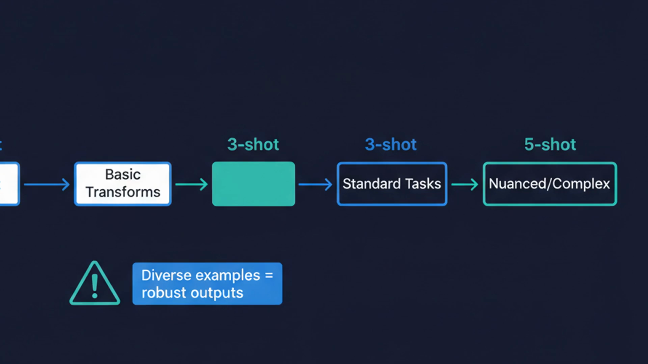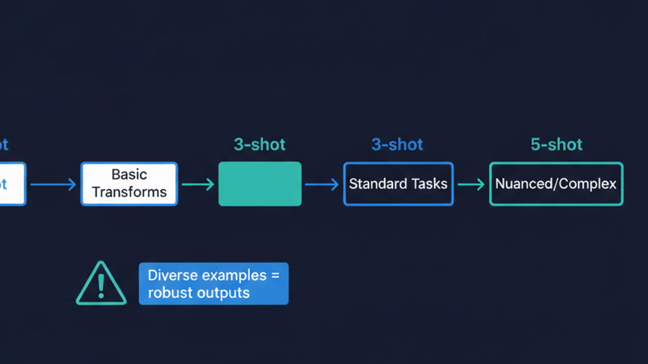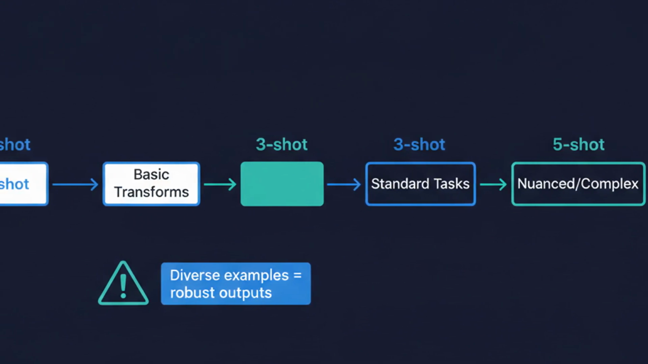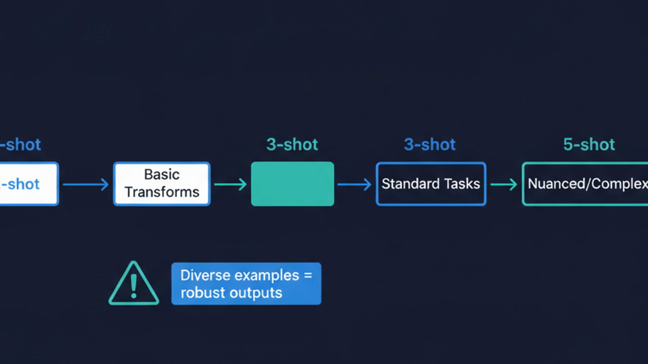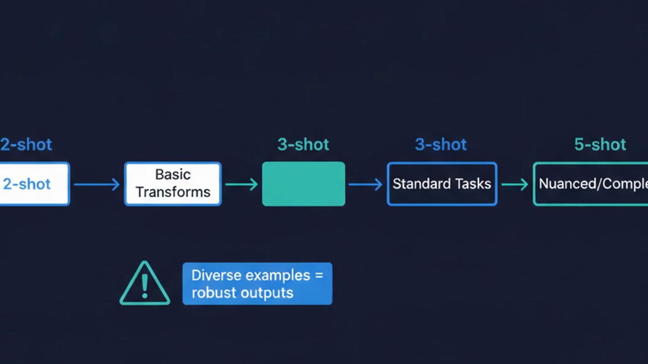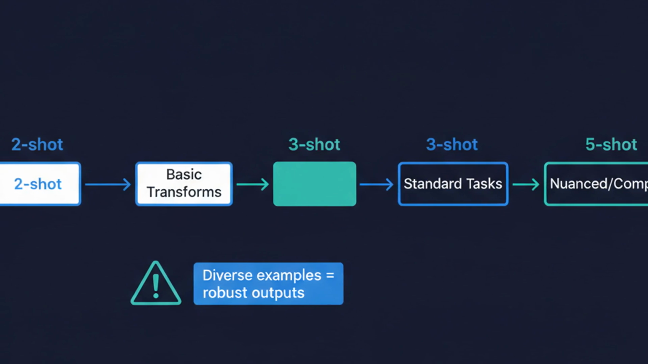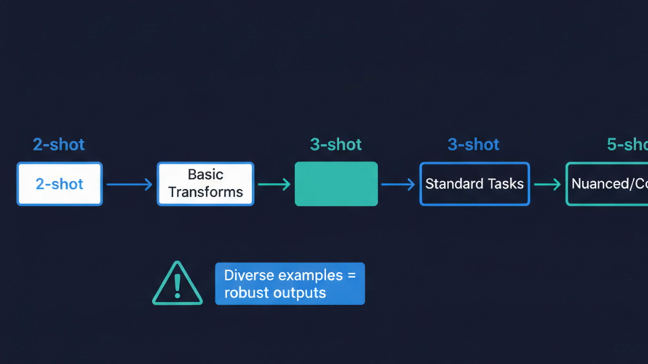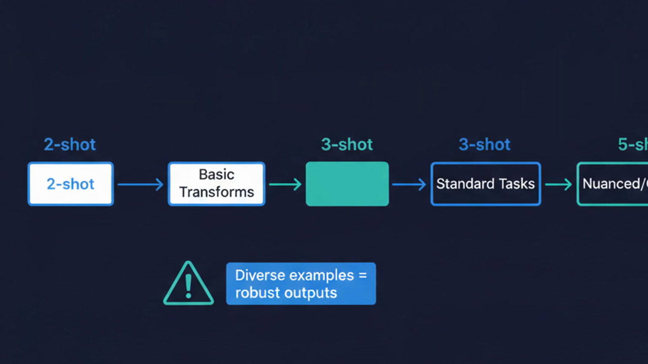How many examples do you need? For simple transformations, 2 is often enough. For nuanced tasks, like matching a specific tone or handling edge cases, use 3 to 5. The key is variety. Your examples should cover different scenarios. If all your examples are positive sentiment, the model won't know how you want negatives handled. Think of examples as training data. Diverse examples equal robust outputs.